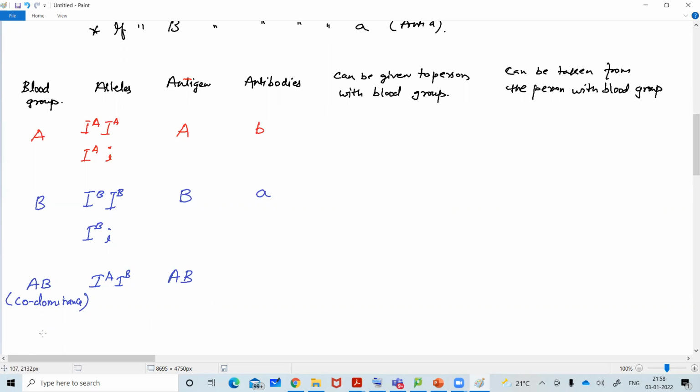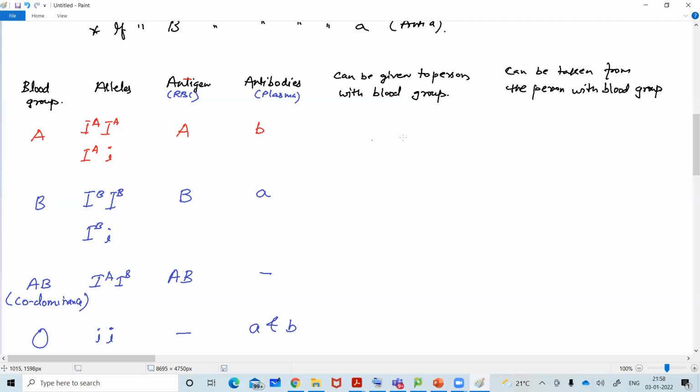If you will talk about O blood group, to get O, you need both recessive character in the generation and they have no antigen. Now, do AB have antibodies? No. But yes, O blood group have anti-A and anti-B both in the plasma, right? So this antigen is present on RBC and this antibody is present in plasma.